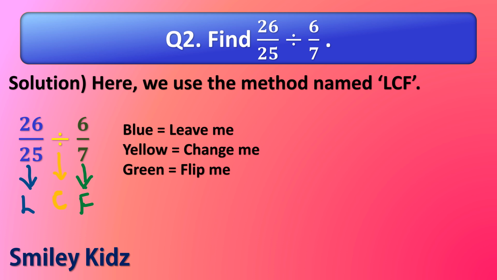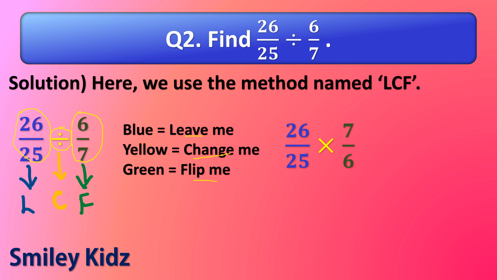L stands for leave me. C stands for change me. And F stands for flip me. So this is the blue one. You have to leave it and put it aside. This is the yellow one. You need to change it. Here it is a division symbol. It will become multiplication. And this is the green one. You need to flip it, means you need to reciprocal it.